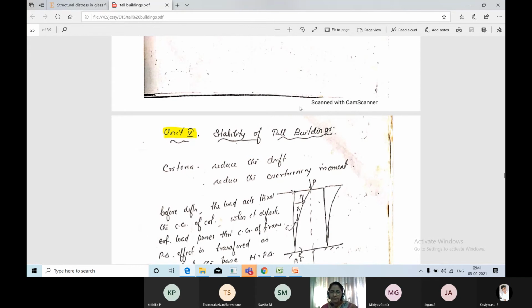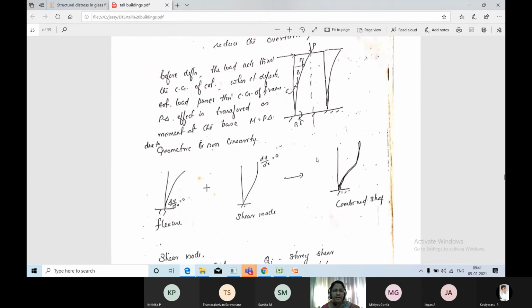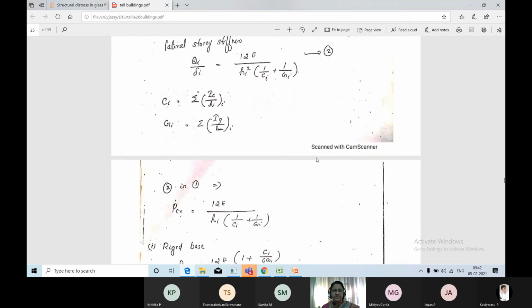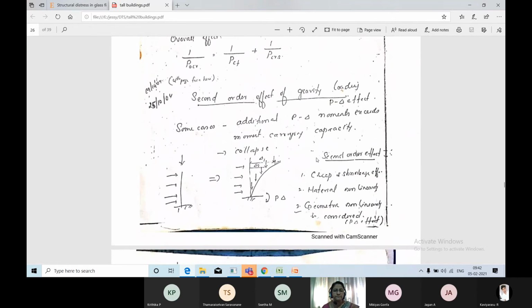And with all these things, when we come to the 5th unit, it deals with stability. So stability is more important, because stability of a tall building is very, very important. Once you do the analysis, you should know that the structure is stable against the gravity load as well as the lateral load. Here, for the stability of tall buildings, I'll just touch upon 1 or 2 major important points.